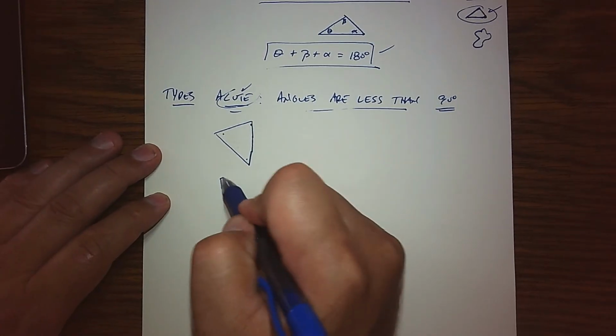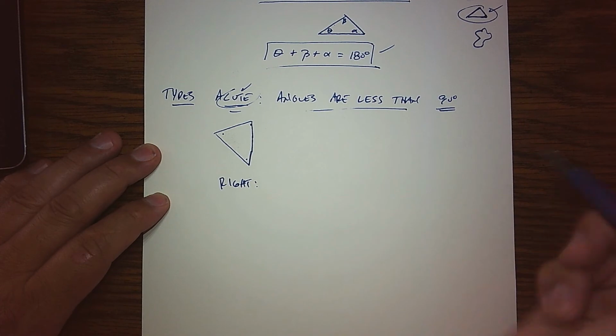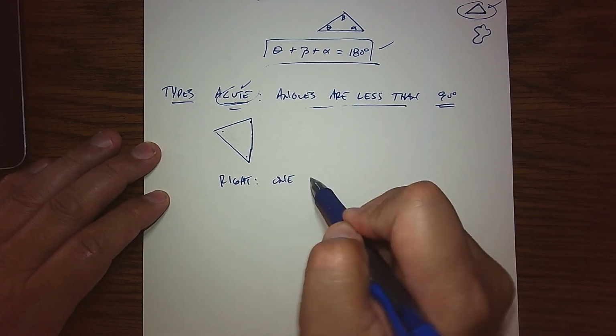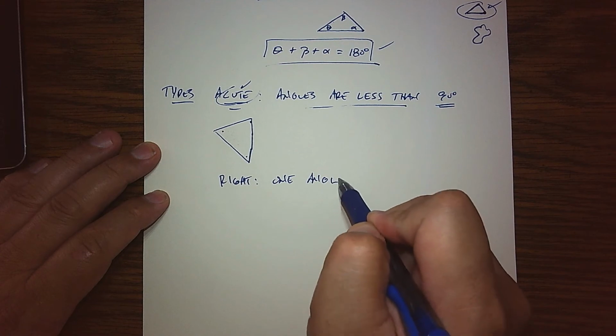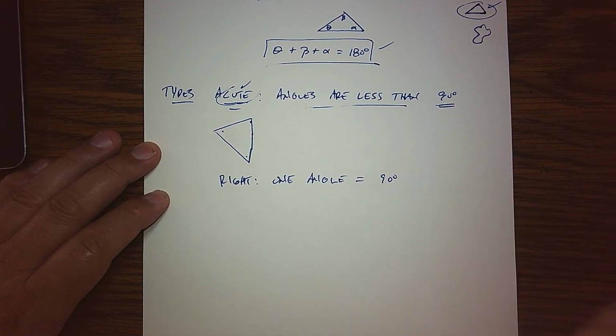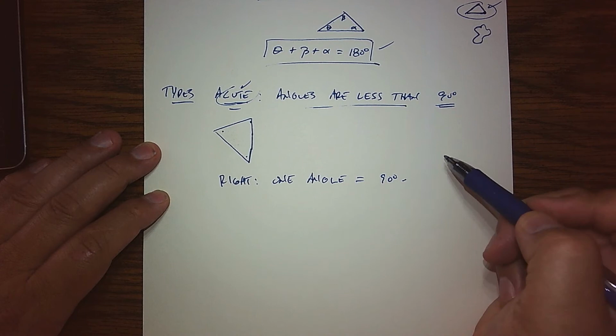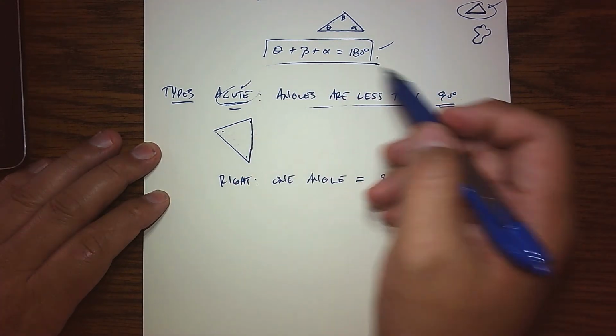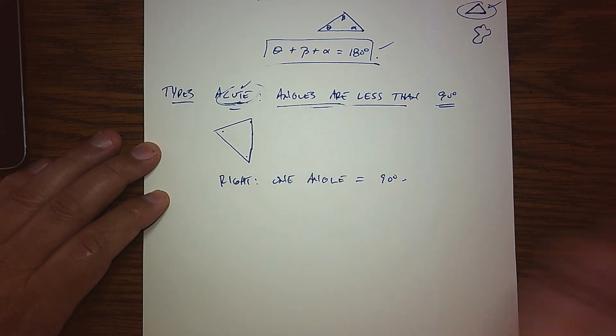Of course, another very famous type of triangle is what we call a right triangle: basically one angle equals 90 degrees. And if one angle equals 90, because of this rule up here, that forces the other two to be acute angles. But again, in acute triangles, every angle is less than 90.